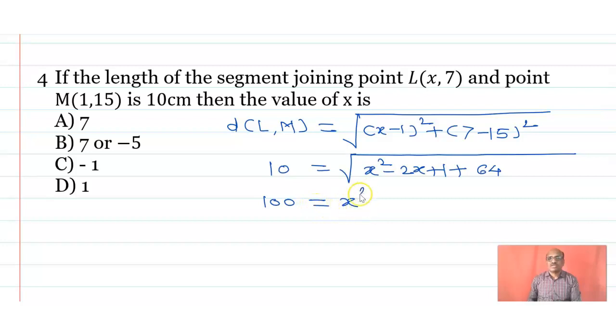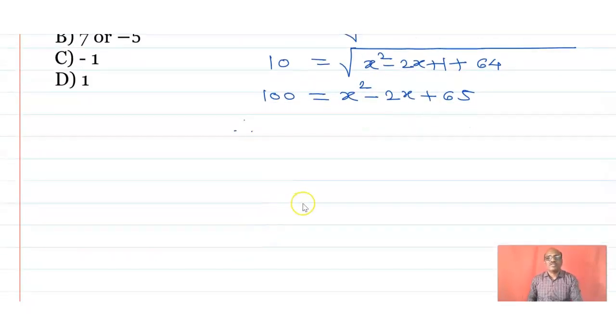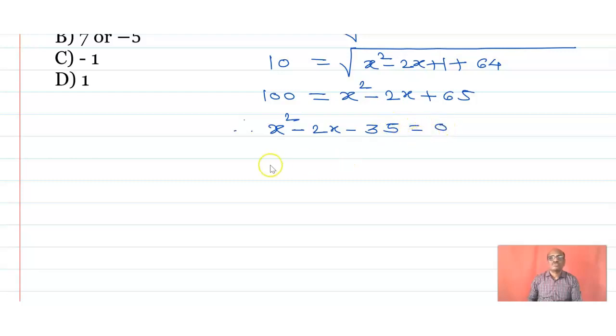Next x square minus 2x plus 65. पुन्हा नंतर सिम्प्लिफिकेशन मिळते तुम्हाला इथे, that is x square minus 2x, हा 100 इकडे जाणार. 65 minus 100 that is you will get minus 35 and that's equals to 0.